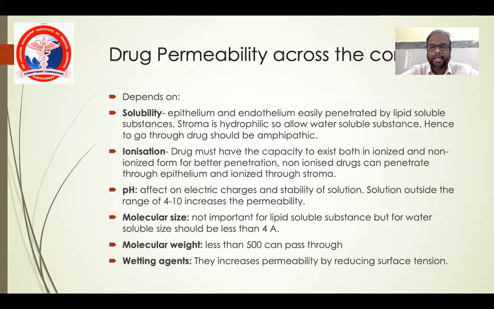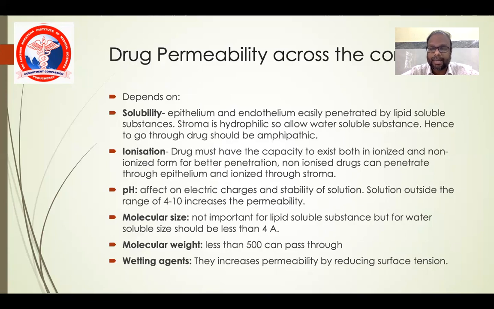The penetration of a drug depends on its solubility. The epithelium and endothelium are easily penetrated by lipid soluble substances, but the stroma, because it is hydrophilic, allows only water soluble drugs. Hence the drug should be amphipathic, both hydrophilic and hydrophobic, soluble in both lipids and water. Next is ionization. A drug must have the capacity to exist in both ionized and non-ionized form for better penetration.